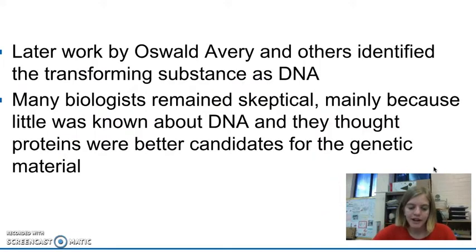So later on, they weren't really sure what was causing this transformation, but scientists discovered that this bacterial transforming substance was the DNA. But scientists were still not convinced that DNA was the main method of transferring genetic information because they still didn't know a lot about DNA. A lot of it didn't make sense to them, and they were like, no, proteins just make more sense.